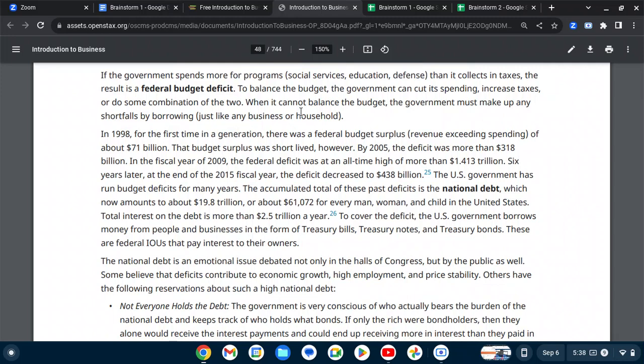To cover the deficit, the U.S. government borrows money from people and businesses in the form of treasury bills, treasury notes, and treasury bonds. These are federal IOUs that pay interest to their owners.